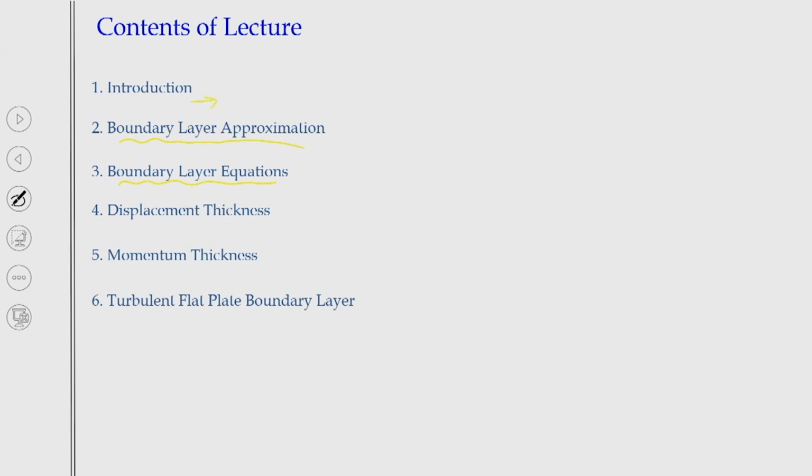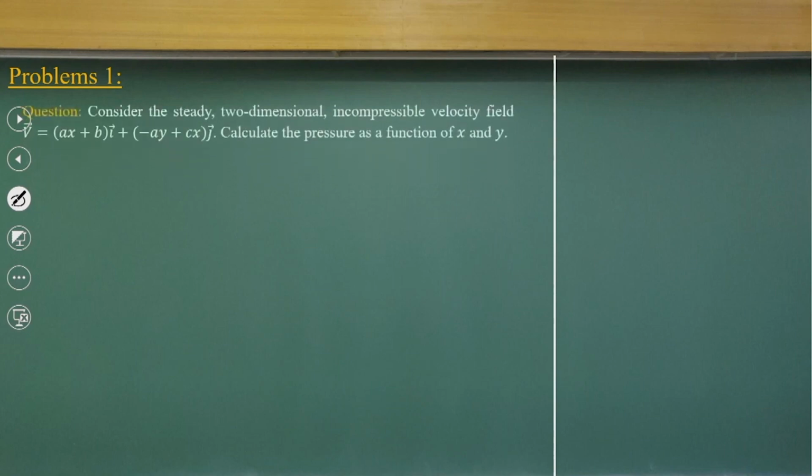Before that, we have to solve two problems. Maybe in the next class we will talk about different thicknesses, like displacement thickness and momentum thickness, and also turbulent plate boundary layers. That is what we will discuss later on. Let me go on to solve a very simple problem.